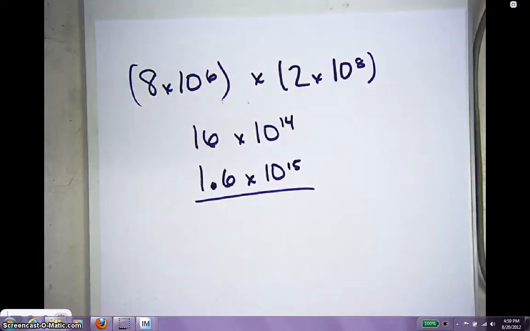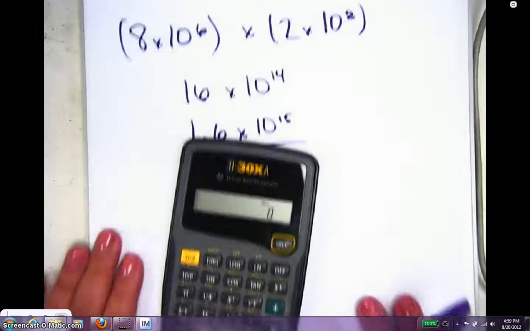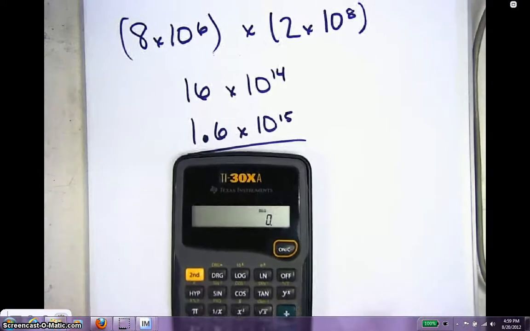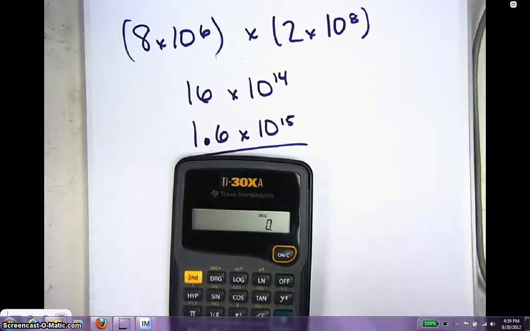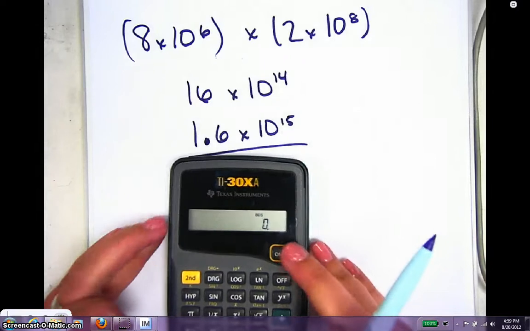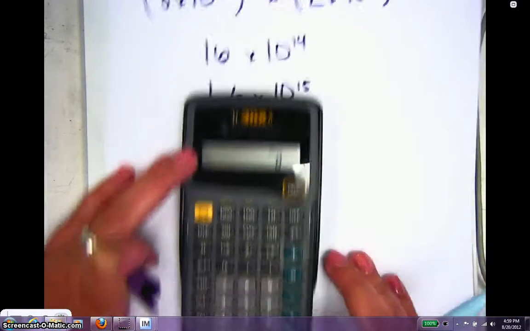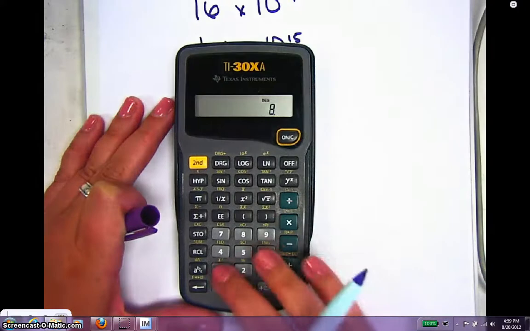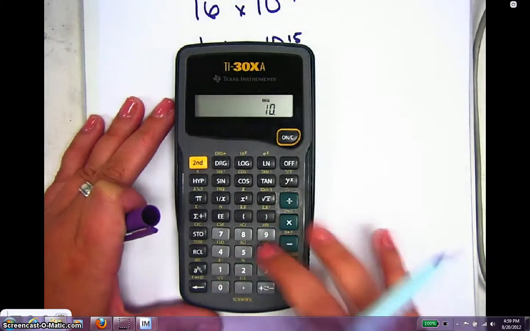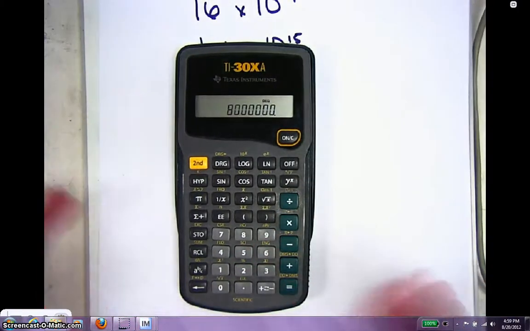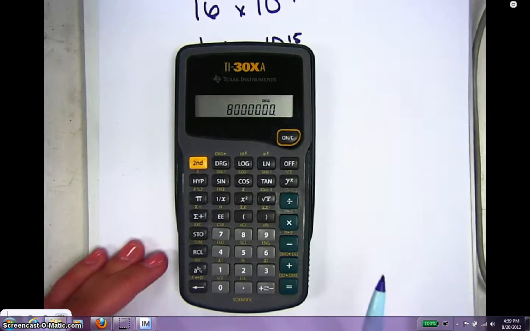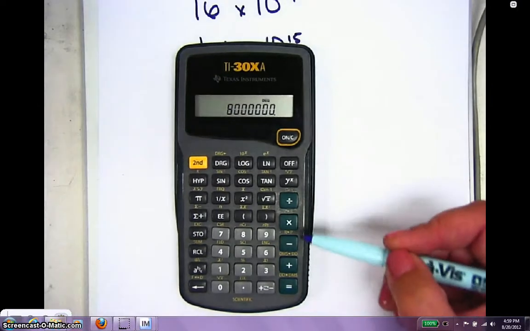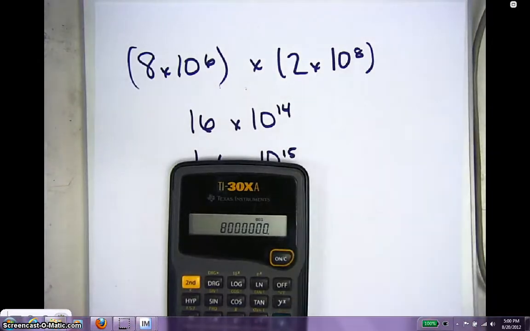But let me show you how to punch this into a calculator, okay? Now, there's a special button on the calculator that makes this really easy, okay? Now, if you were going to punch it in, a lot of kids want to do this. They would take 8, times, and then they want to do 10 exponent 6, okay? And that will give you what that number means. However, when you hit the multiplication, then you have to multiply it by the next number, and that's where you start to run into trouble.